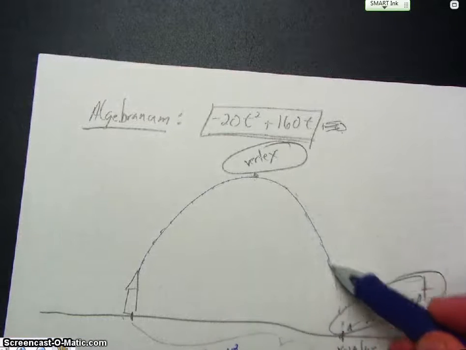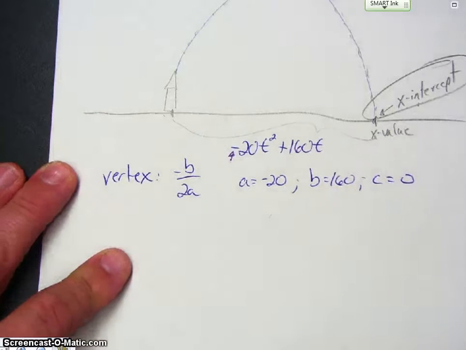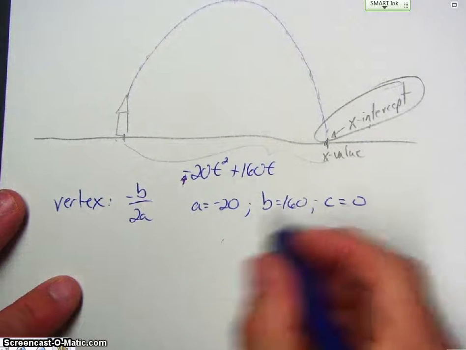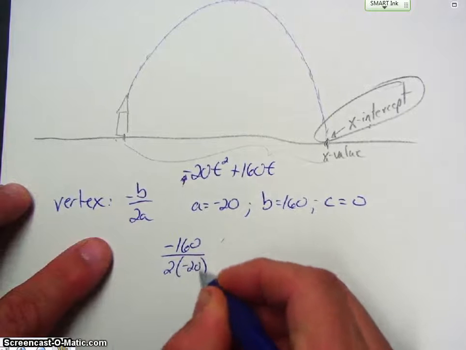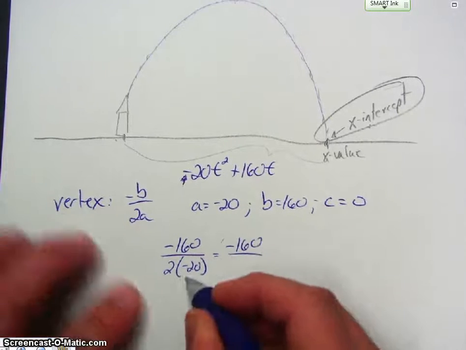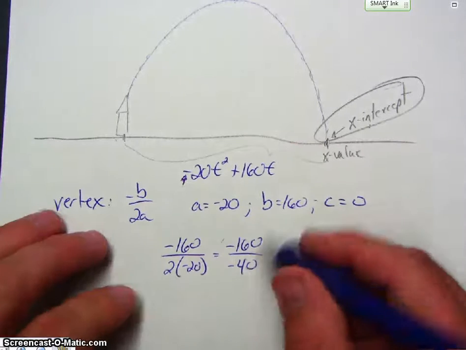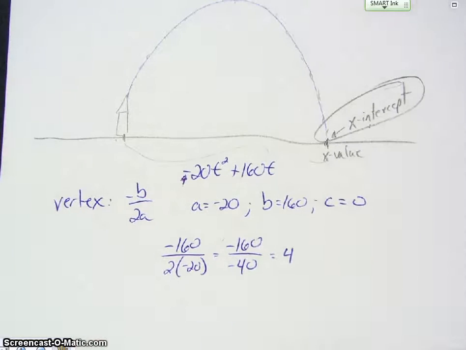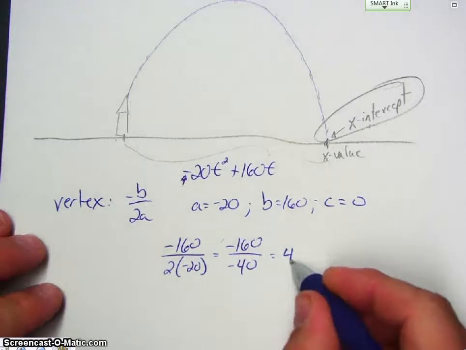You notice how this graph is opening down? It should. That's the reason why we have a negative there, from our transformations. So negative b is negative 160 over 2 times a, negative 20. So that's negative 40. 160 divided by negative 40 is a positive 4.